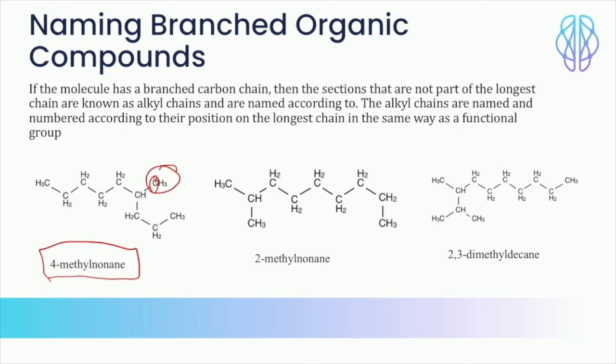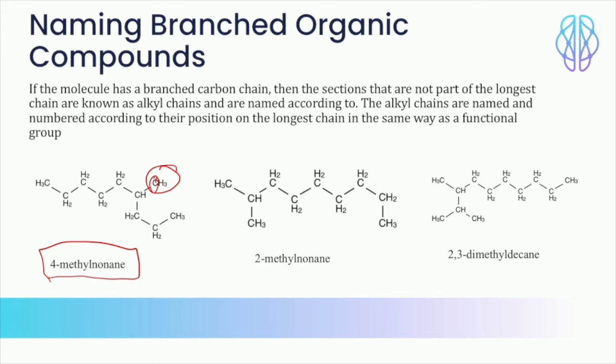In this way, you can see that we name it in the same manner that we would a normal functional group. The trick with these branched compounds is finding the longest carbon chain. So I recommend you exhaust all your options before you give up. Try and find a longer and longer carbon chain each time. And that's what we're going to do for the next one.